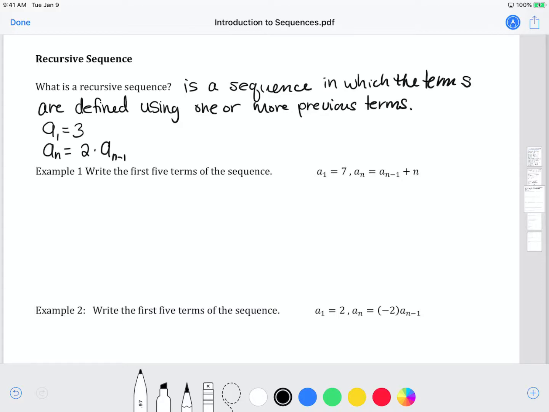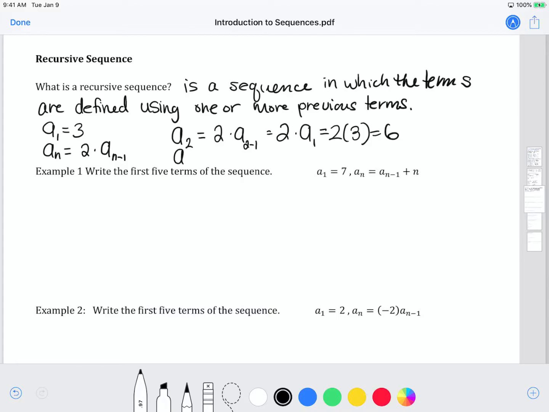So if I want to define A2 for this example, everywhere I see n, I'm going to plug in 2. That would give me 2 times A, and then n would be 2, so I would have the 2 minus 1 term, which would be 2 times, and then 2 minus 1 is A1. So I'm using the previous term. I'm using the first term to find the second term. So I'm going to take A1, which is 3, and multiply it by 2. So the second term is 6.